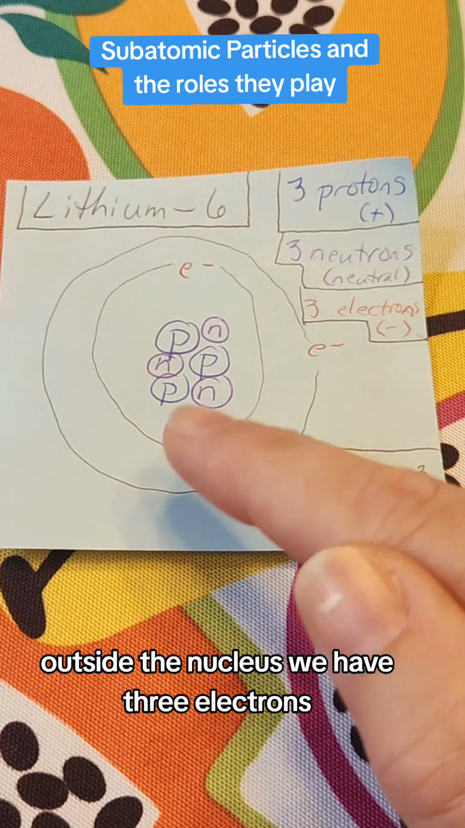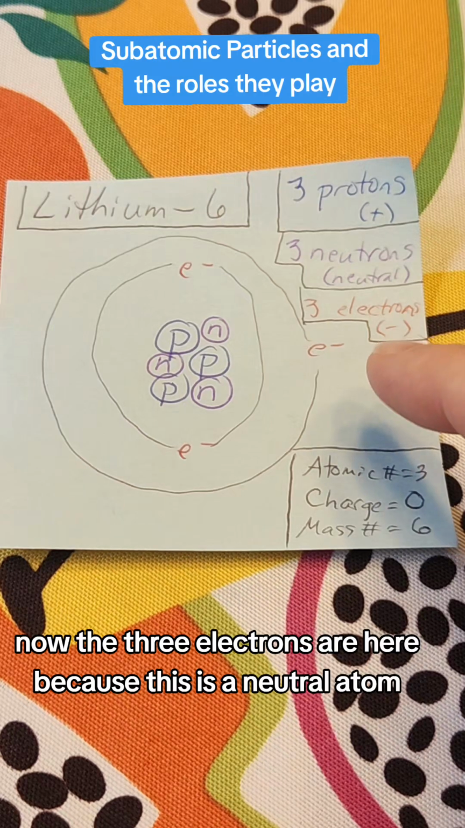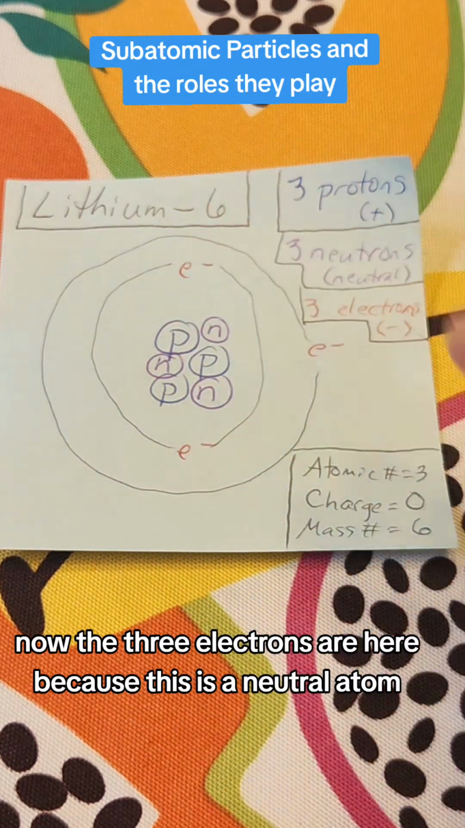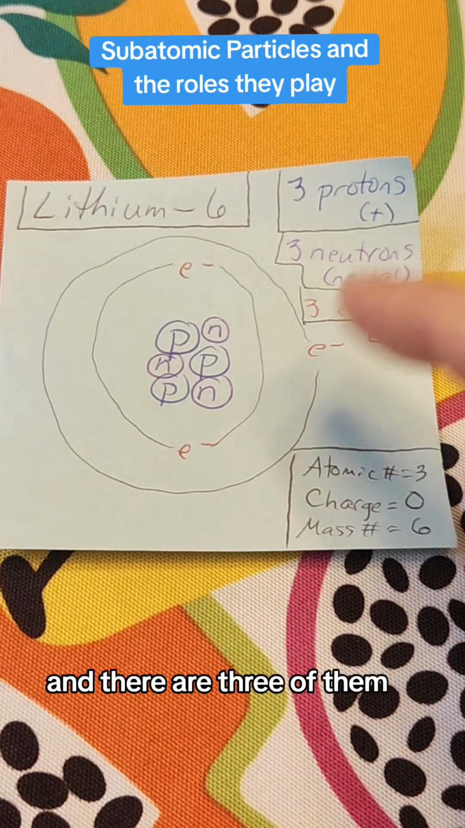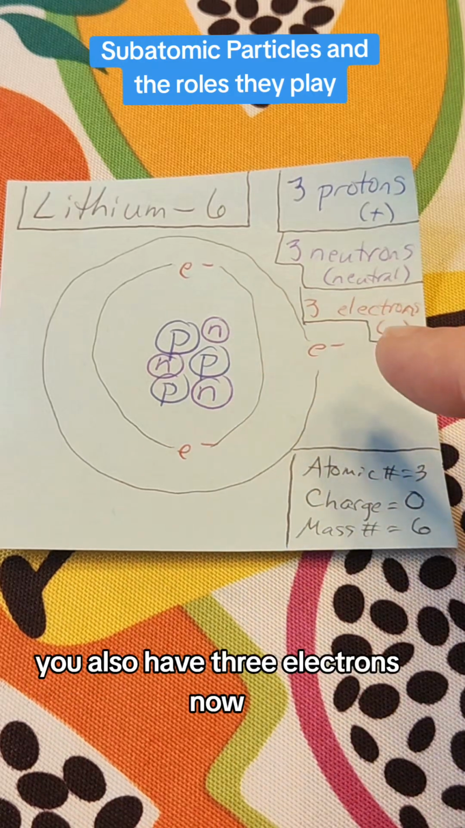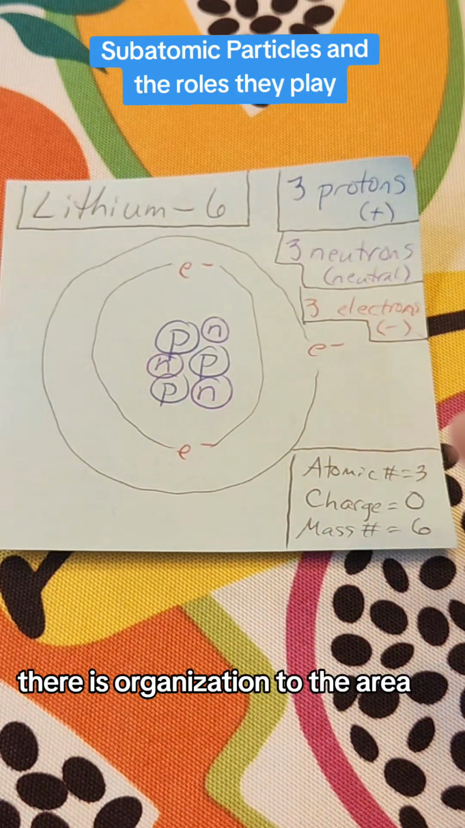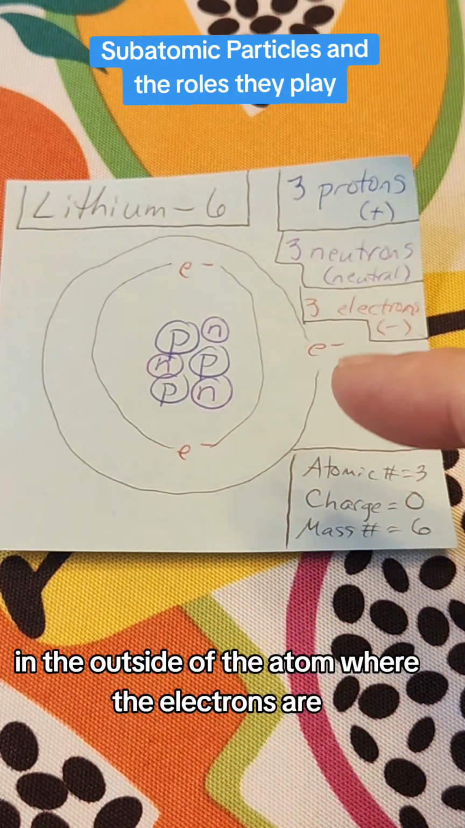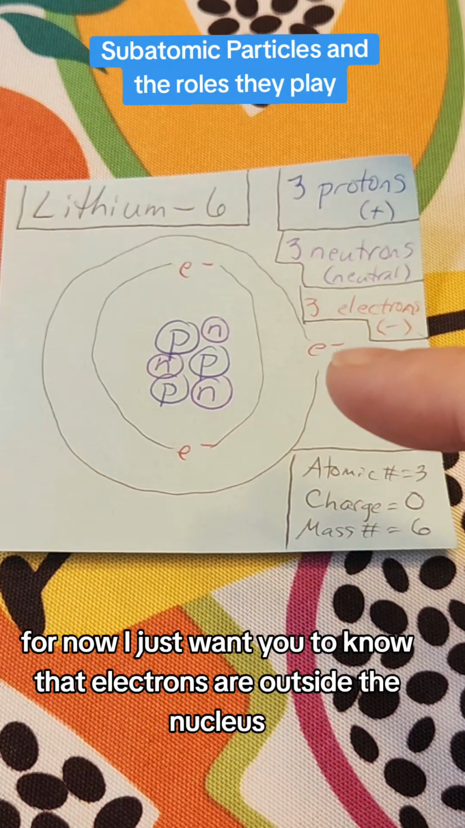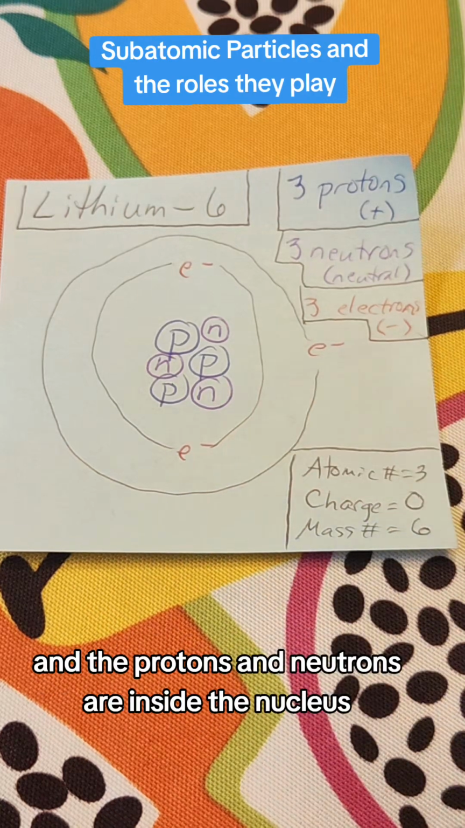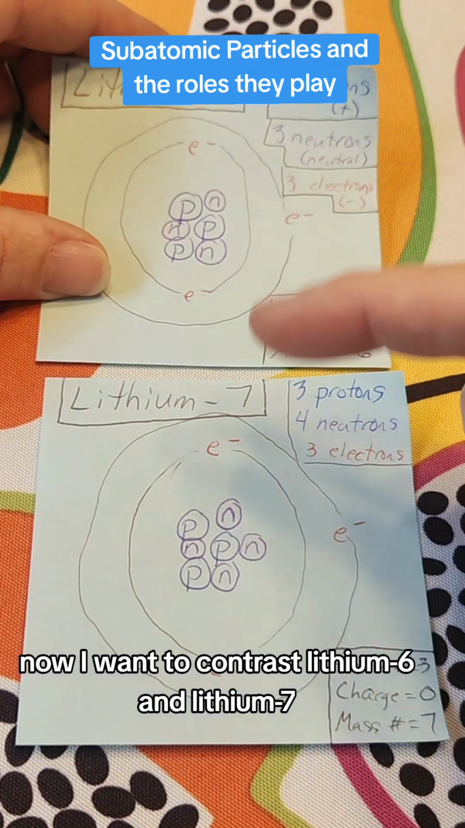Outside the nucleus, we have 3 electrons. Now, the 3 electrons are here because this is a neutral atom, so it has no charge. So because protons are positive, and there are 3 of them, in order to have a neutral atom, you also have 3 electrons. Now, there is organization to the area in the outside of the atom where the electrons are, but we're going to talk more about that later. For now, I just want you to know that electrons are outside the nucleus and the protons and neutrons are inside the nucleus.